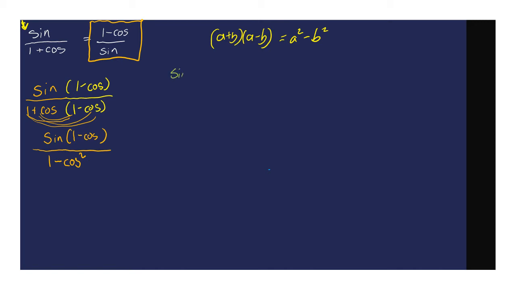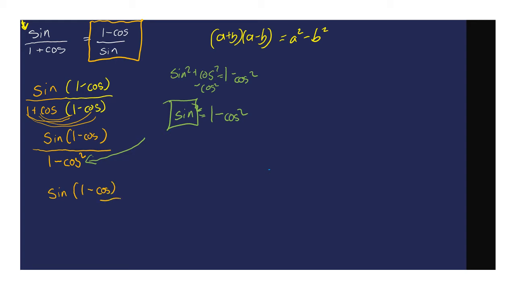Now why do I do that one? Remember that sine squared plus cosine squared equals 1? If I subtract cosine squared from each side, I get that sine squared equals 1 minus cosine squared. And I can use this Pythagorean identity to substitute 1 minus cosine squared as sine squared. So let's go ahead and do that. We've got sine times 1 minus cosine all over sine squared.